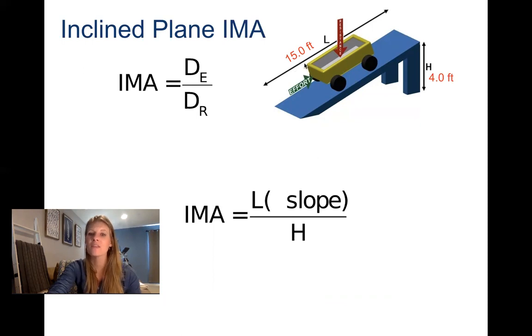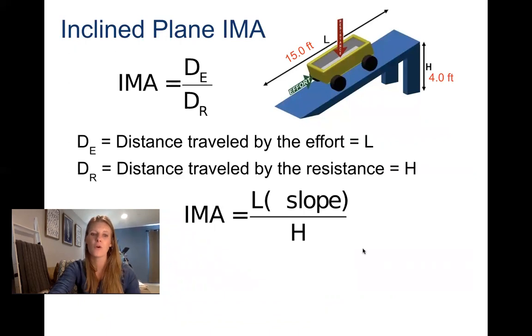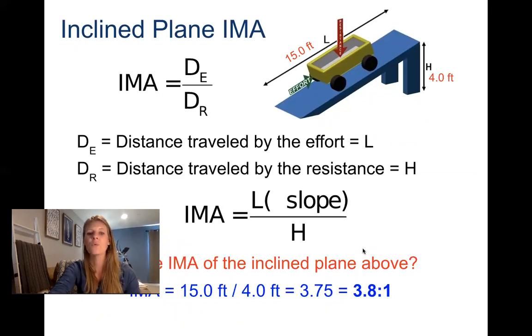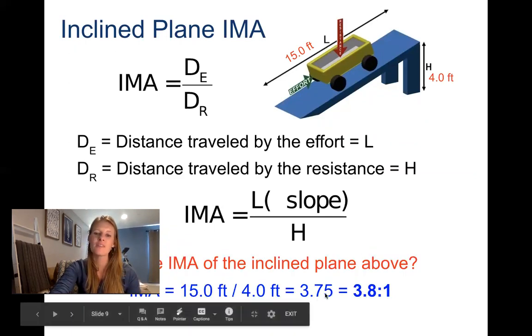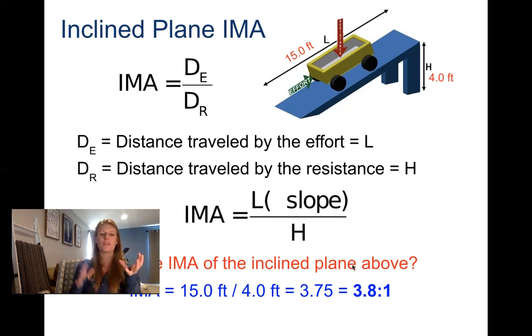So your IMA is going to be 15 over 4, which will end up giving you 3.75. You could say 3.8 to 1 if you're putting that in the ratio, which means that you've given yourself a mechanical advantage of 3.75 or 3.8. It means it would be 3.8 times harder to lift if you were just lifting that thing straight up.